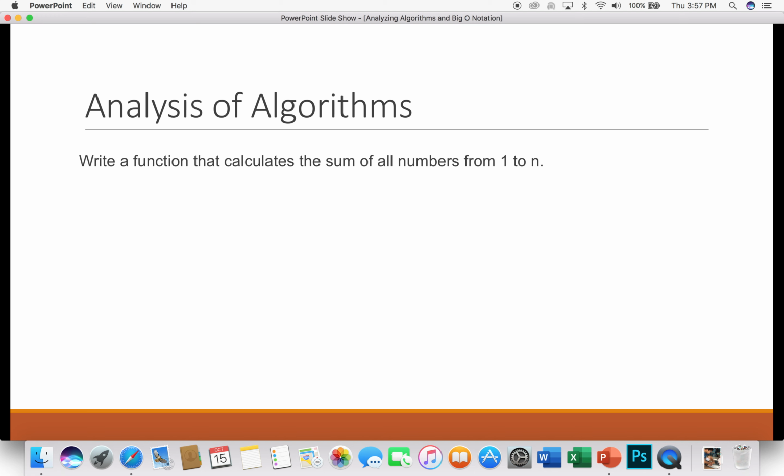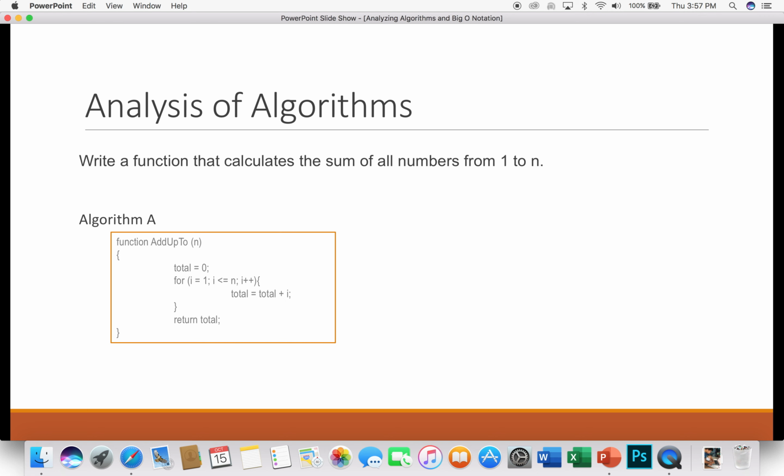Now, we consider the following example. Okay? Write a function that calculates the sum of all numbers from 1 to n. Having that problem, meron kang first algorithm, kagaya nito. Wherein, magde-declare ka ng variable na total, tapos maglo-loop ka from 1 up to n, and then i-add mo lang yung values ng i mo para makuha mo yung total.